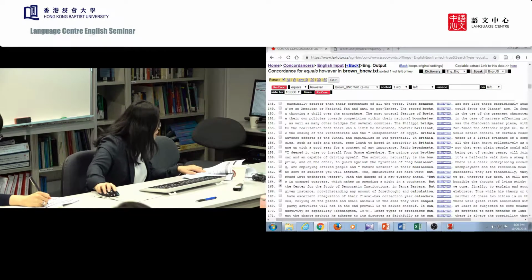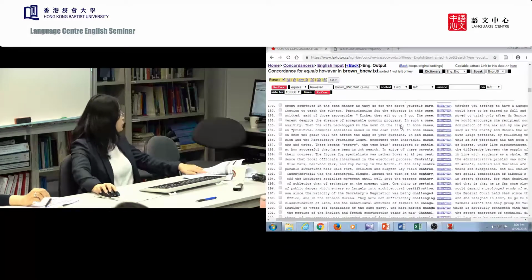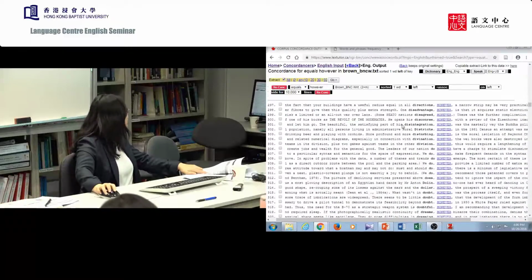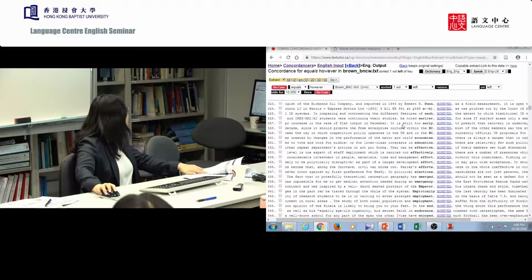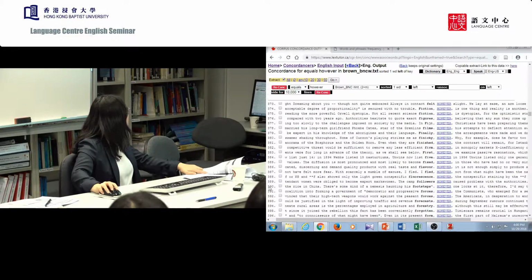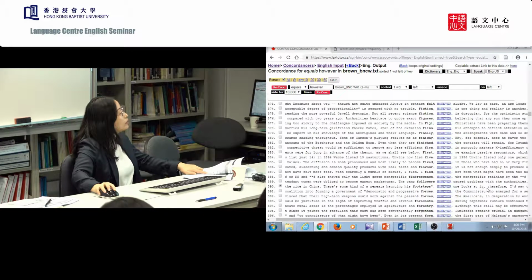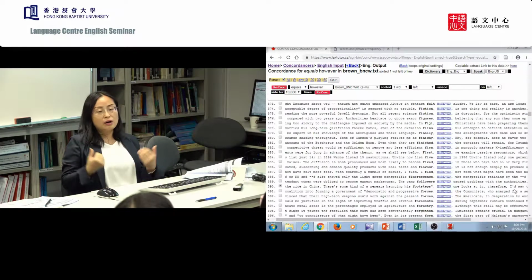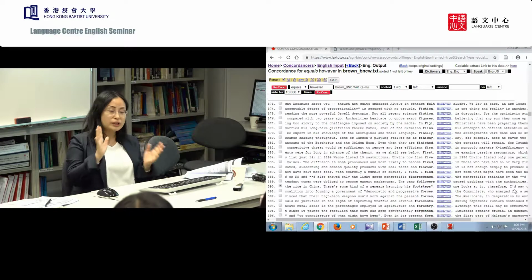And the last one is 390. Because I searched for a long time, finally I found some good ones. This one: "however one looks at it." So there are just a very few instances where "however" is used as a connector. In most cases, "however" is used as a conjunctive adverb.